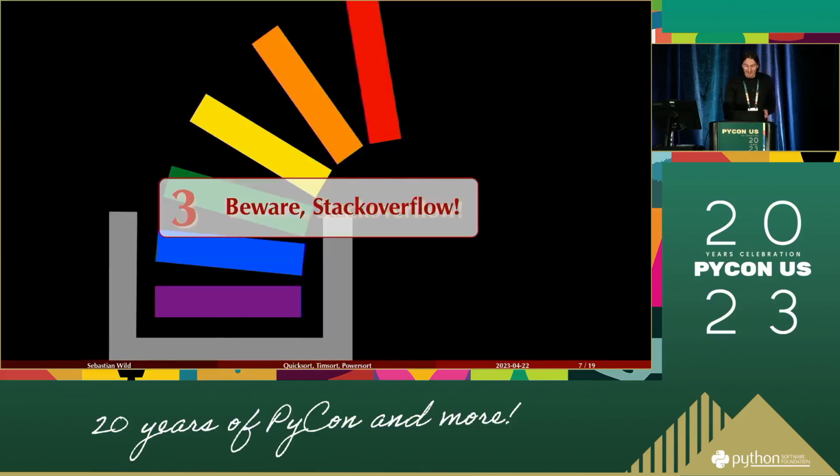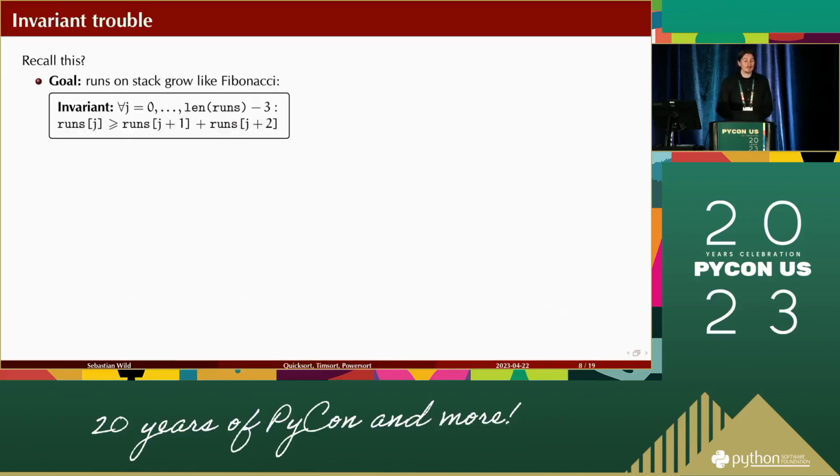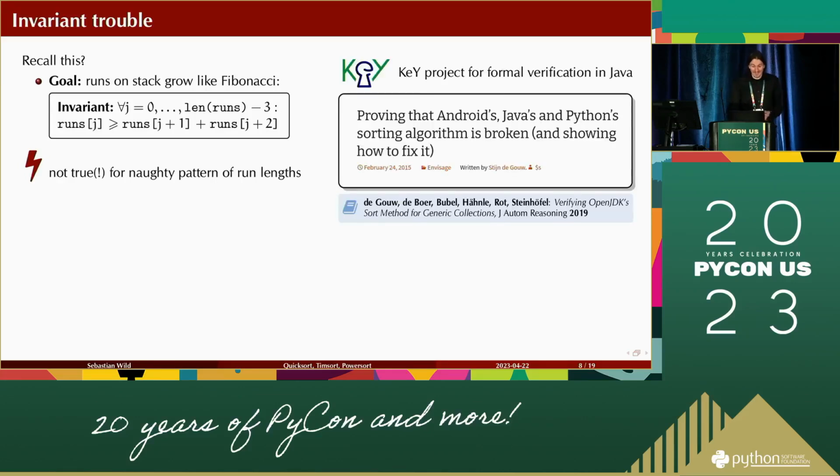Unfortunately, there is a good reason not to. Remember this invariant that I mentioned, the Fibonacci thing, everything's bigger than the two above? And it turns out that's not quite true. These rules don't guarantee that. That only popped up, so this algorithm was in CPython and in many other libraries from roughly 2002 on.